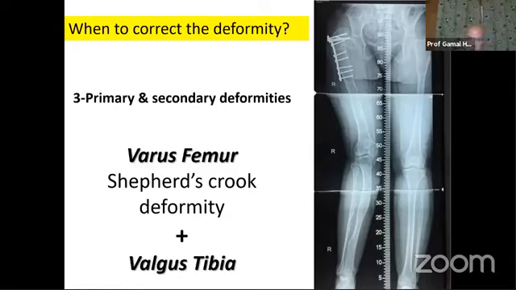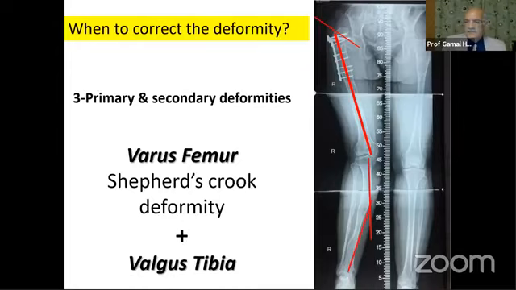So if you ask the patient to wait and wait, because it is very wise to wait, you are going to have another deformity, a fixed deformity, which you have to treat also. You see here the proximal femoral deformity, the varus or shepherd's crook deformity, and the valgus knee deformity.